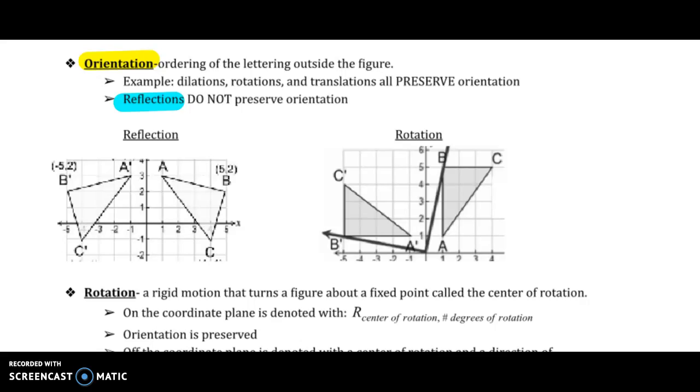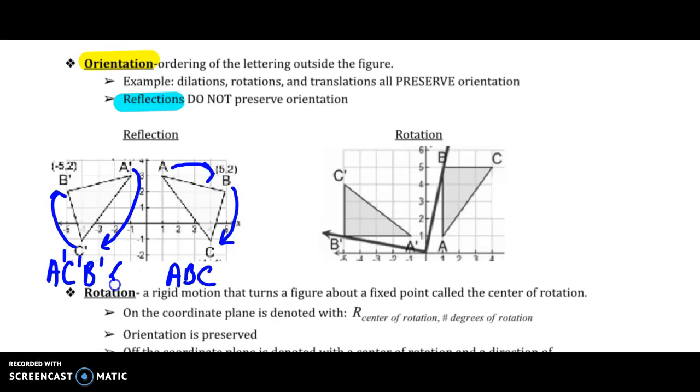So you pick a point to start at. If I look at the example of reflection below, I'm going to go clockwise from each point: A to B, B to C. So the order is A, B, C. If I start at the other point on the image, I go from A prime to C prime to B prime: A prime, C prime, B prime. Notice that the order of corresponding parts is not the same.